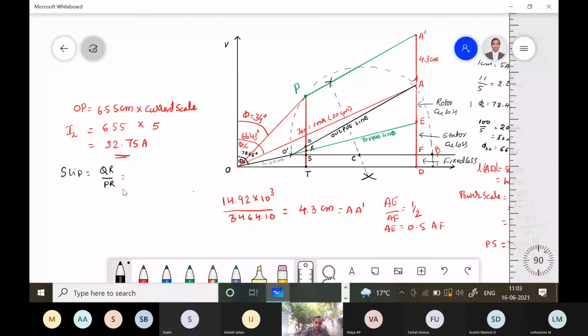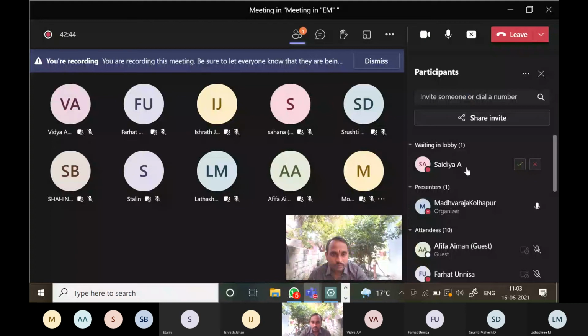Okay. So slip is equal to rotor copper loss by rotor input. For the equation of slip, rotor copper loss to rotor input. So what is the rotor input here? PR is your rotor input.